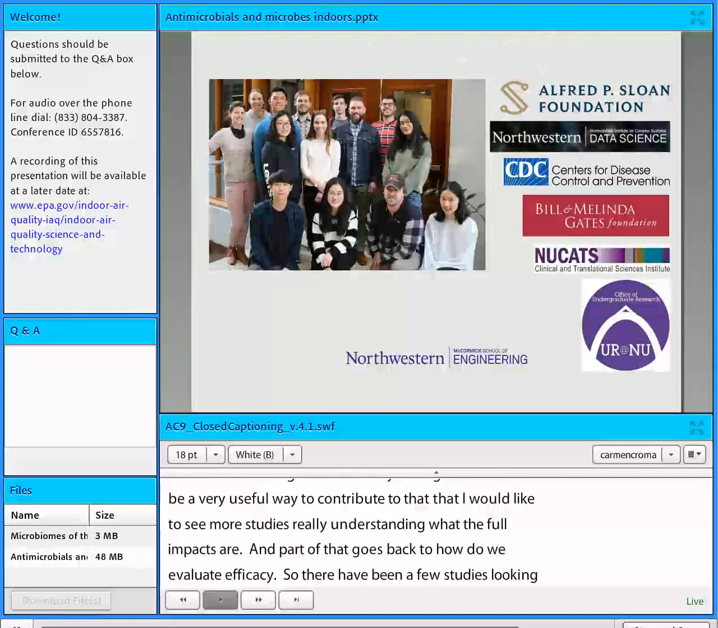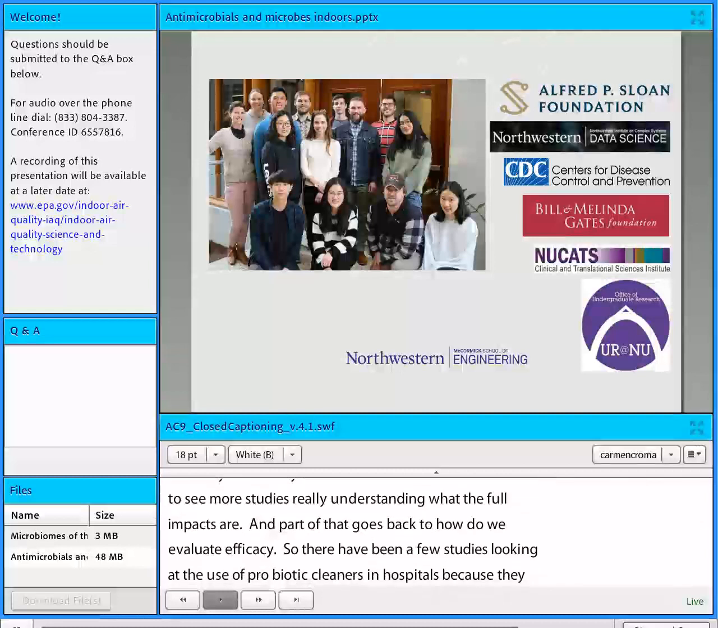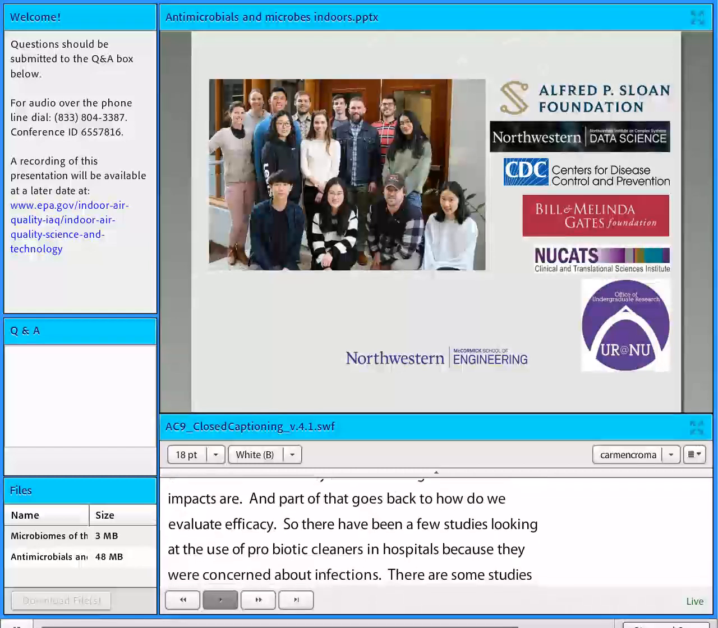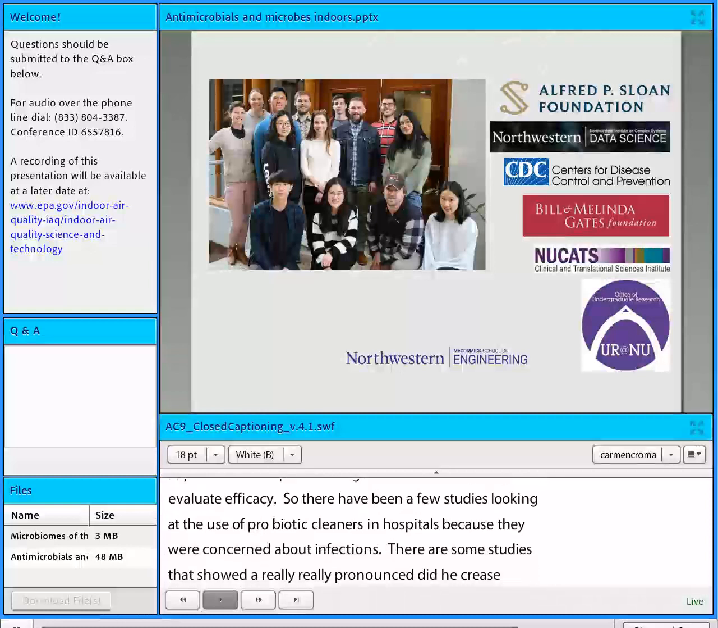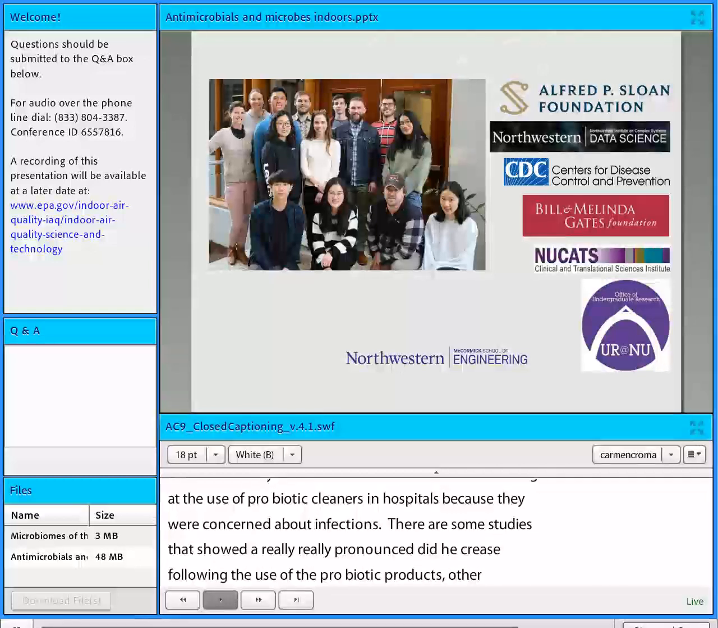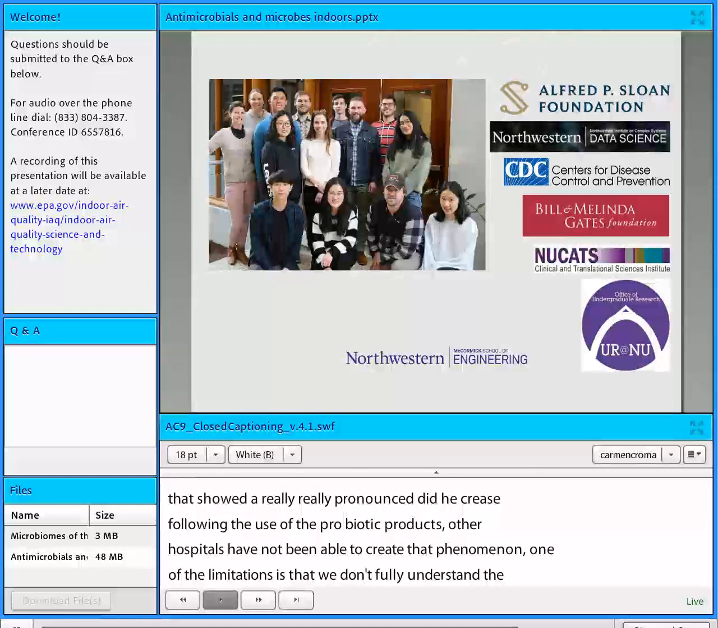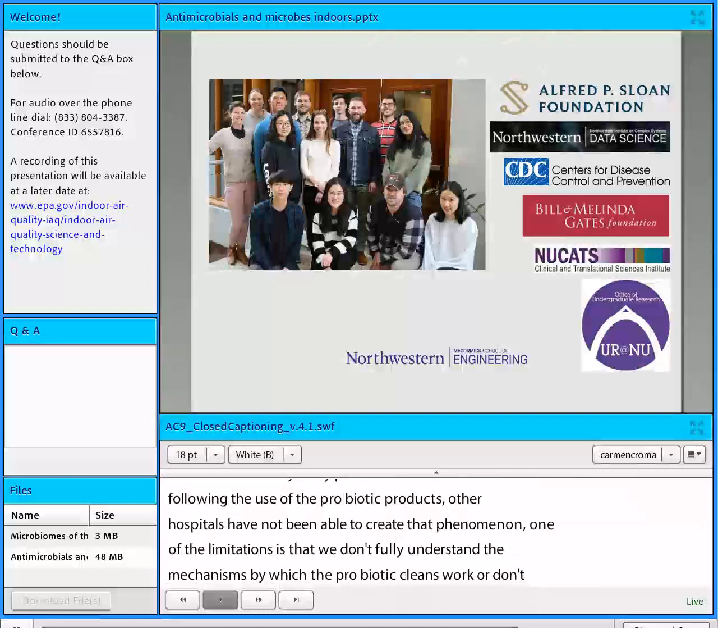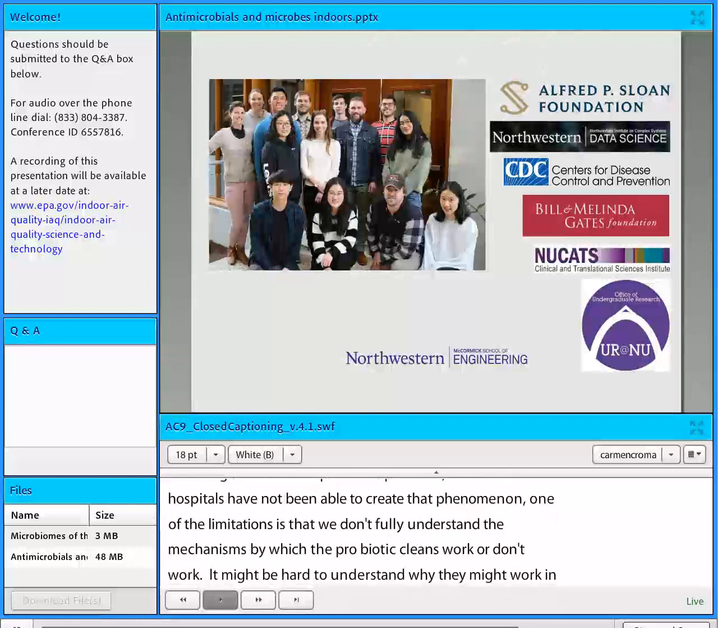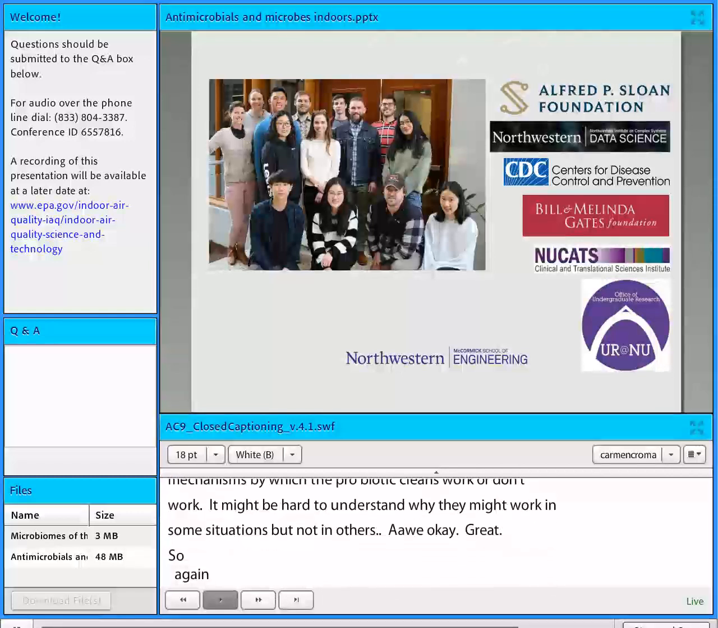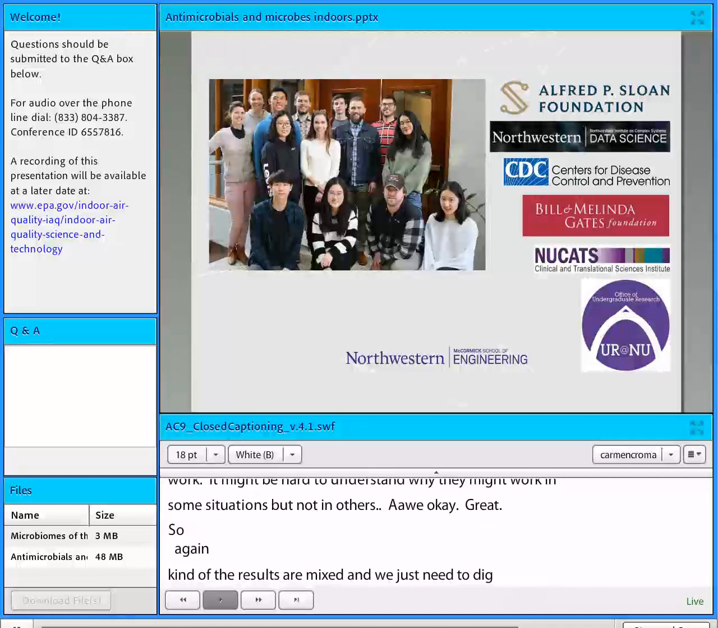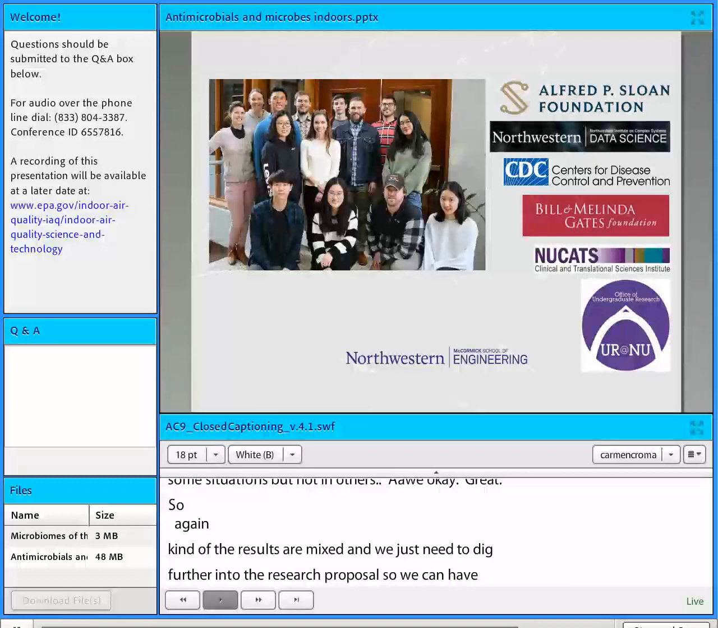There are some hospitals where they've been able to show a really pronounced decrease in hospital-acquired infection following the use of the probiotic cleaning products. But other hospitals have not been able to reproduce that phenomenon. And I think one of the limitations is that we don't fully understand the mechanism by which these probiotic cleaners work or don't work. And so it's hard to understand why they might work in some situations but not in others. Okay, great. So again, the results are mixed, and we just need to dig further into the research before we can have conclusions about that kind of use of microbes indoors.